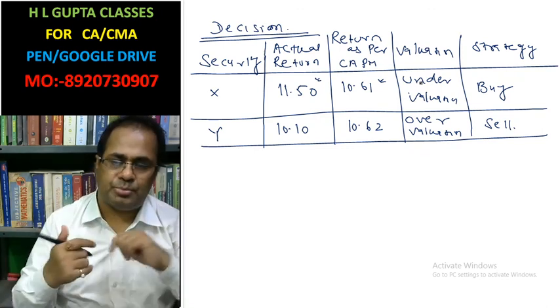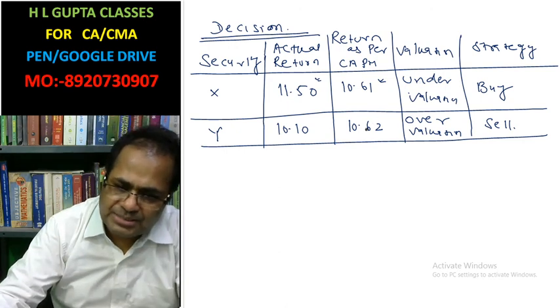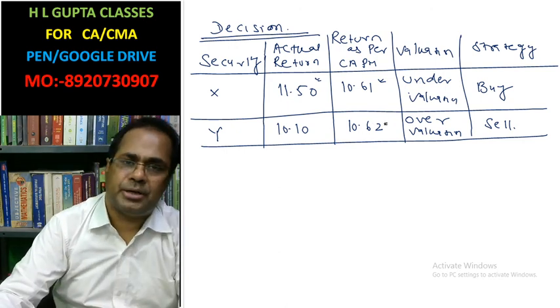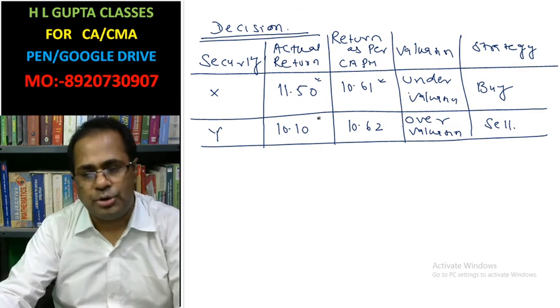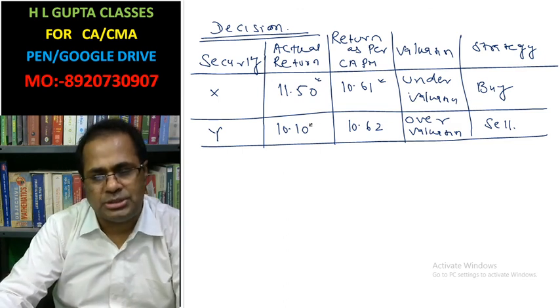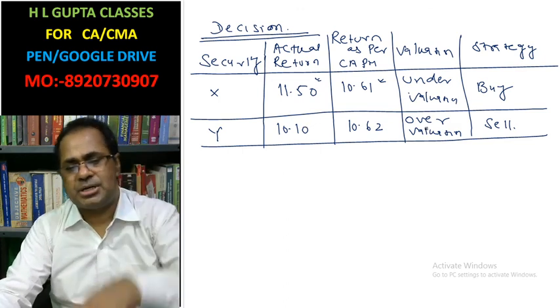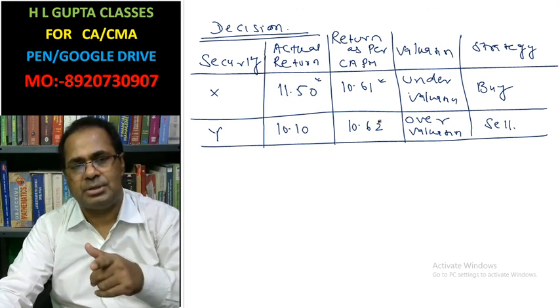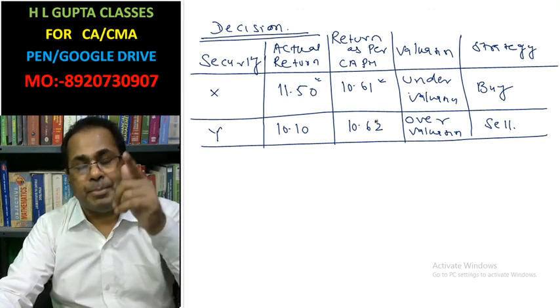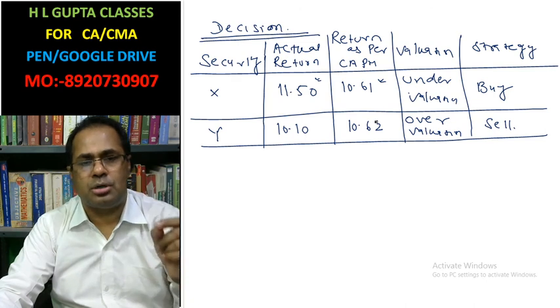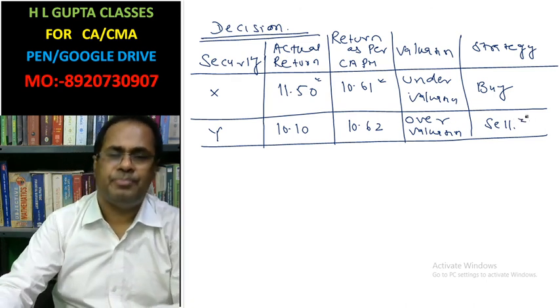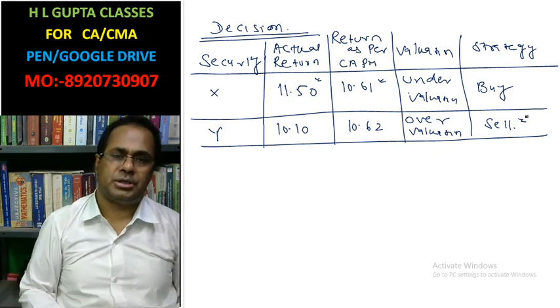And in the case of Y, investor is expecting 10.62%, but company is going to provide 10.10. My expectation was higher, and my expectation is not met by the company. That's why we should sell the company. Okay, sell the stock of the share.